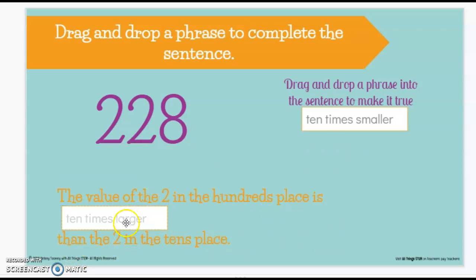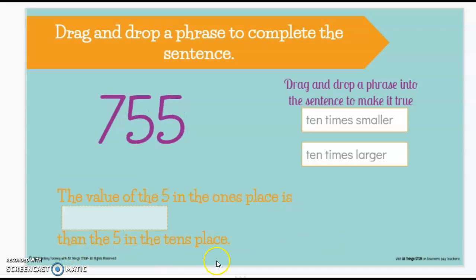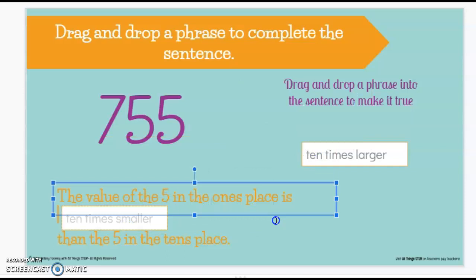So that's what you're going to do. You're just going to drag it over. Let's do the other number. 755. I'm comparing the ones place to my tens place. The value of the 5 in the ones place is blank than the 5 in the tens place. Well, we said we would rather walk 1 lap than 10 laps because 1 is smaller. So it's 10 times smaller than the 5 in the tens place. You guys are going to practice doing this on the next couple of slides.